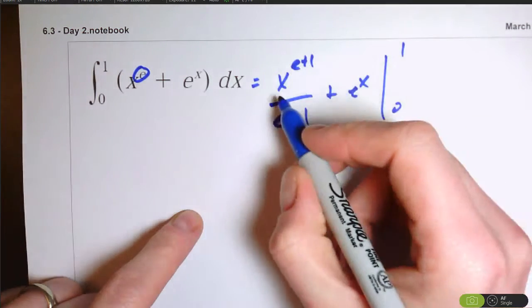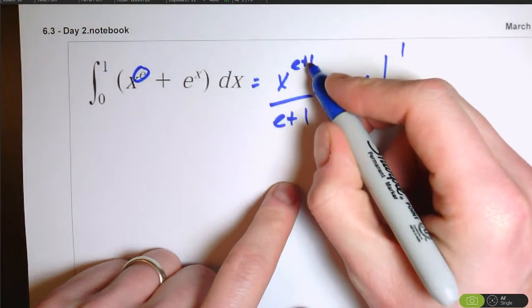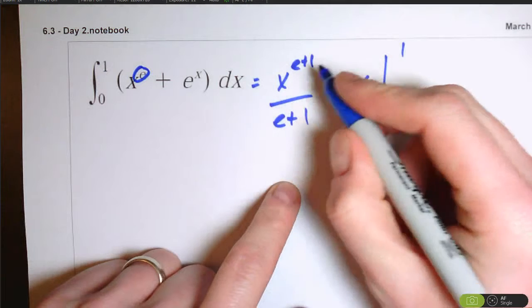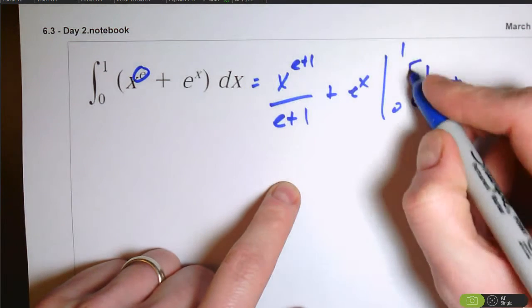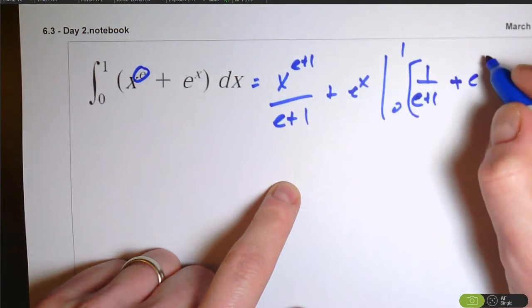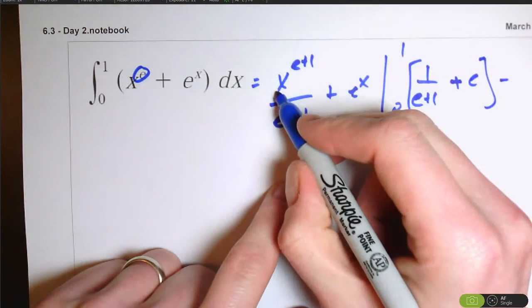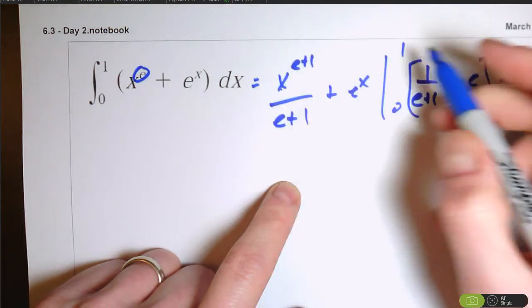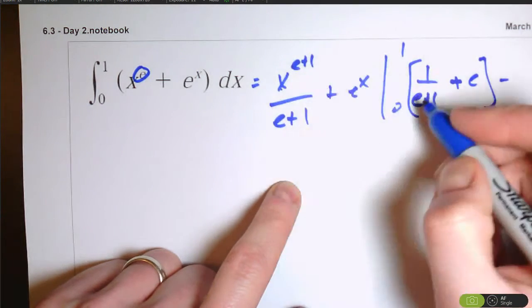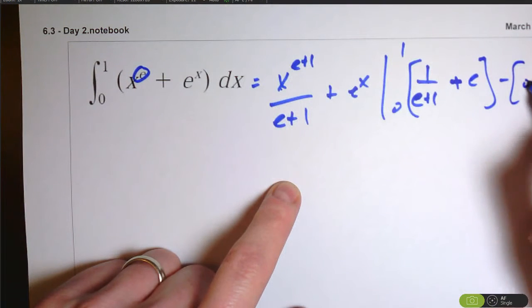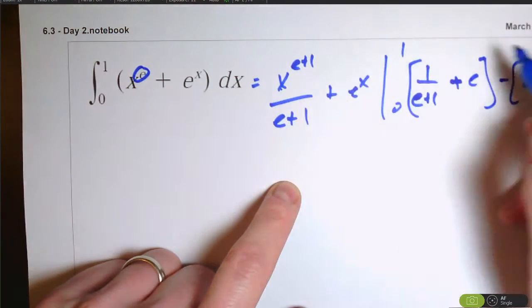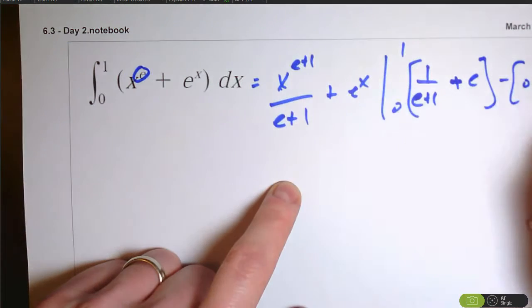Okay. So when I plug 1 in, I'm going to have 1 to the e plus 1. That's just 1 over e plus 1, plus e to the 1, which is e, minus x to the e plus 1, well, it's 0 over e plus 1 when I plug that in there. 0 to the e plus 1 is 0, so simply 0 plus, and then e to the x is going to be actually e to the 0. Well, e to the 0 is also 1.